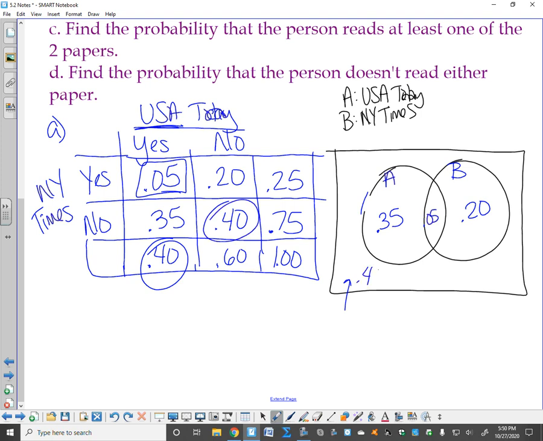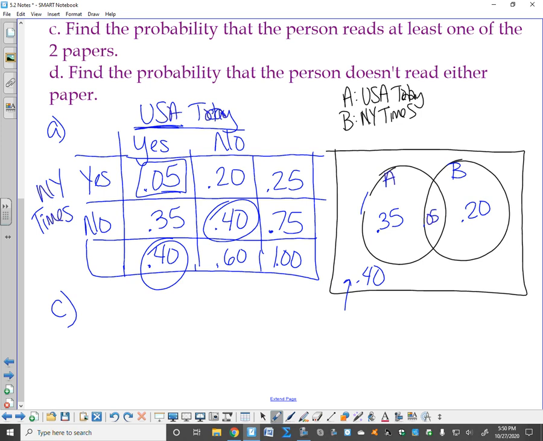That's 40%. Now, super paranoid people, all you have to do is take every percent that you see in your Venn diagram, and it has to add to 1. If it doesn't, you have screwed up. If it adds to 1, odds are the probability is that you got it right. So 35 and 5 is 40, 40 and 20 is 60, and 60 and the 40 is 100. There's my Venn diagram.